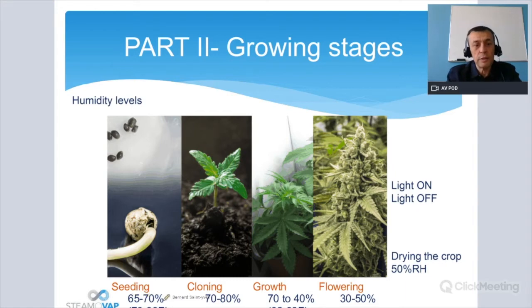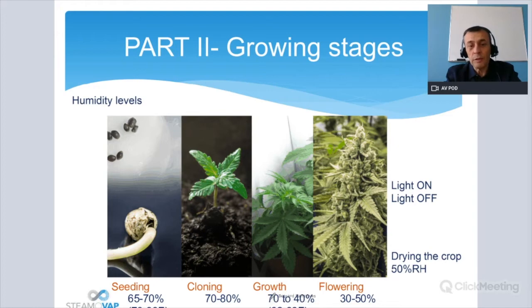So it's 65 to 70% relative humidity in seeding, with some indication on temperature, but again, one farmer to another will have his own recipe and will maybe change a little bit the temperature and the humidity level. It's not yet an exact science. Cloning, same temperature, but 70 to 80% relative humidity.